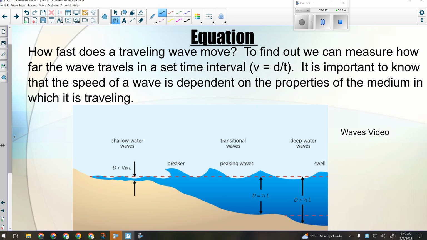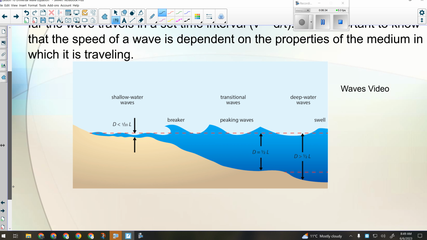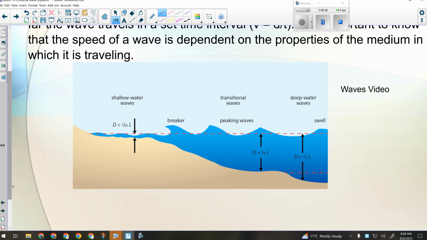So v equals d over t would certainly work, but it would be difficult to use. Instead, we can use the wave equation. This has to do with what we were talking about yesterday. As a wave approaches the shore and the depth of the water changes, the properties of the medium, the water, change. In other words, there's less of it because it's not as deep. And that's going to affect the speed of the wave. As you saw in the video yesterday, when the depth of the water reaches about half the wavelength, the wave transforms from a surface-going, deep ocean wave to a shallow water wave, which means its shape becomes more defined and it'll eventually start to break and come up on the shore. Everybody with me there? It's kind of the diagram of what that guy was talking about yesterday.